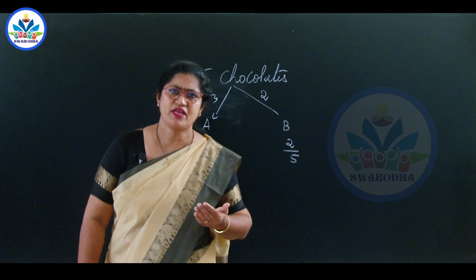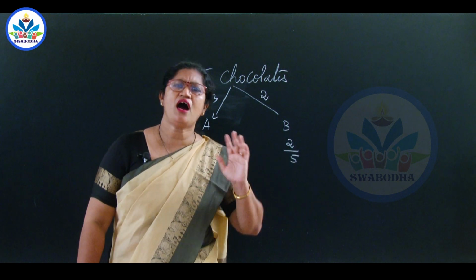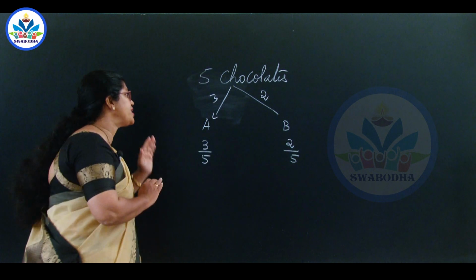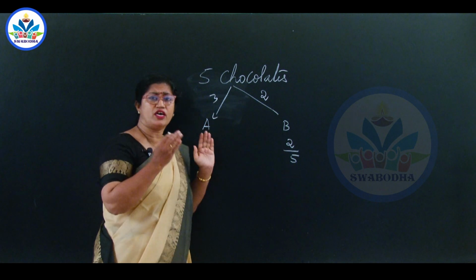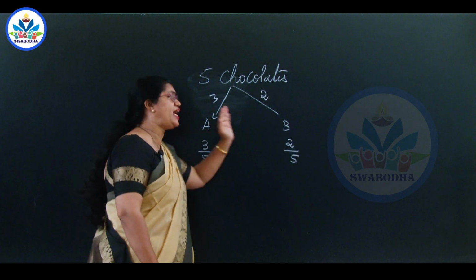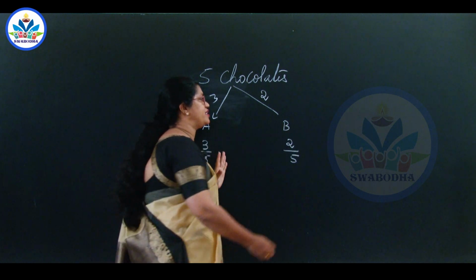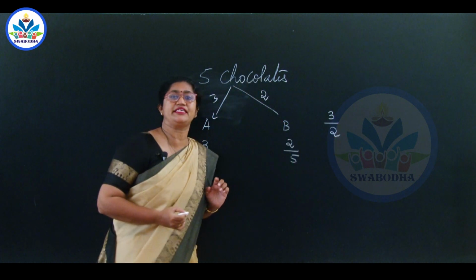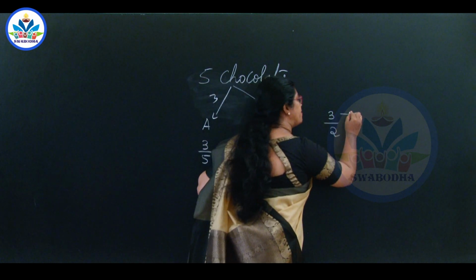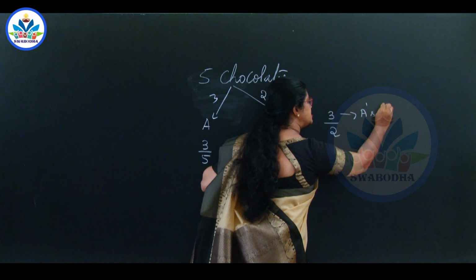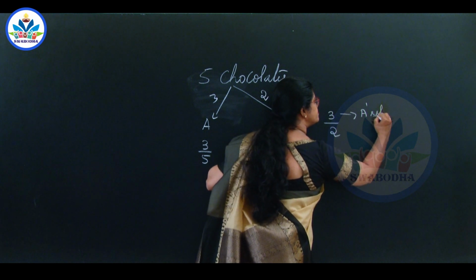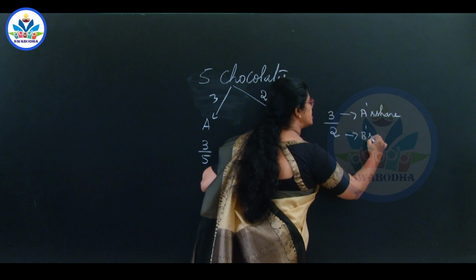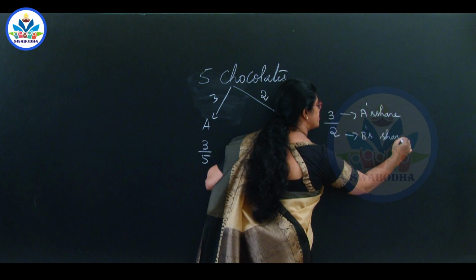Now I want to compare how much did A get and how much did B get. So, if I compare the quantities or the number of chocolates of A and B, then I can say it is 3 by 2, where 3 represents A's share and 2 represents B's share.